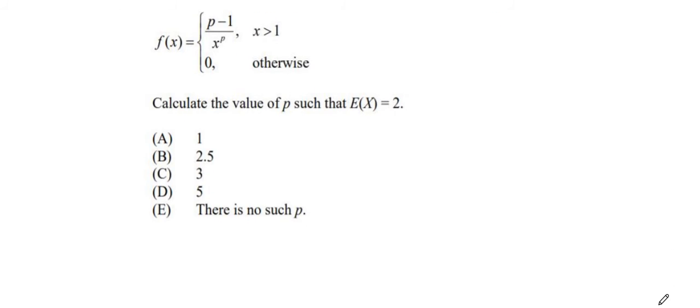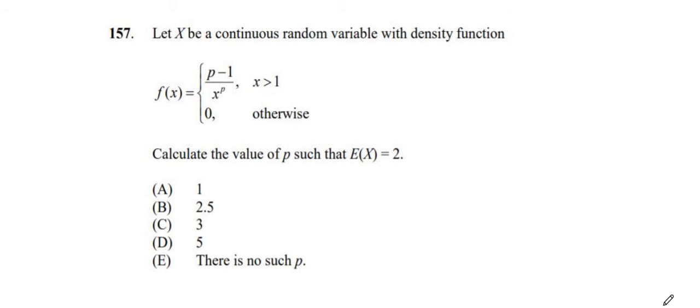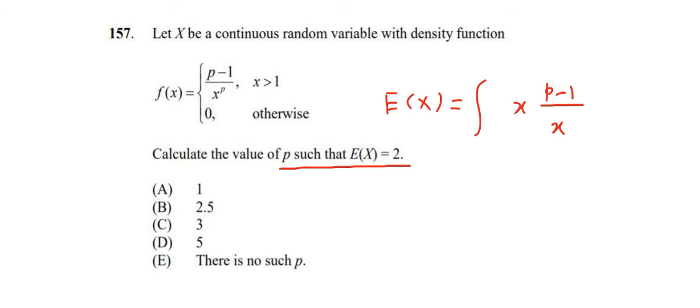Okay. So for this problem, easy. At first we need to find p such that the expected value of x equals 2. So use the formula. What is the expectation of x? It equals the integral of x times f(x). So the density function is x^(-p) dx, right? And x from 1 to infinity. So we let this equal 2. We can solve for p.